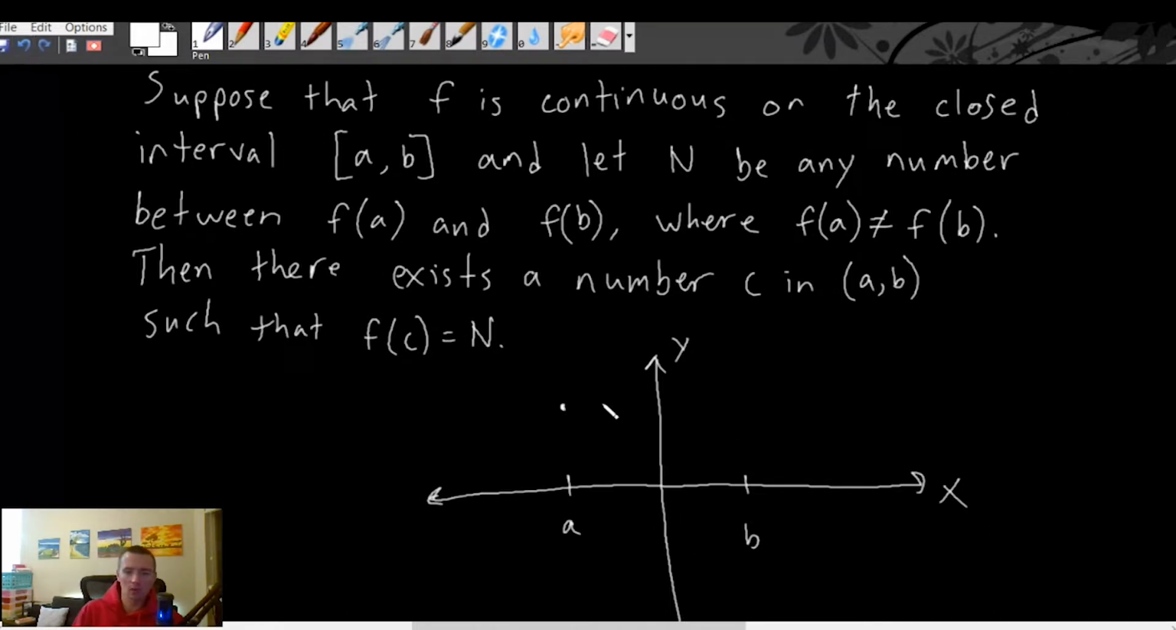Actually, not quite like that. Let's go like this. Let's just take this for example. So this is a function that is continuous over this whole closed interval from a to b.